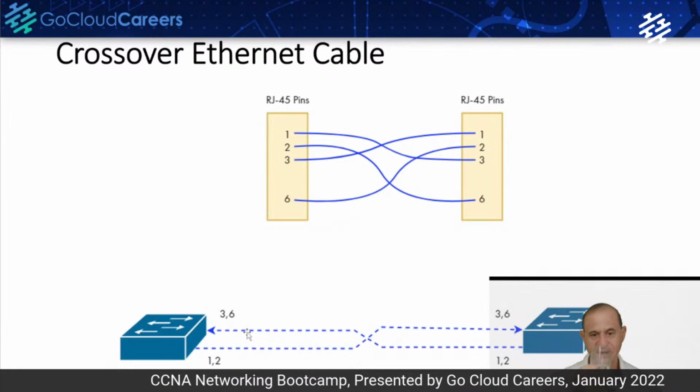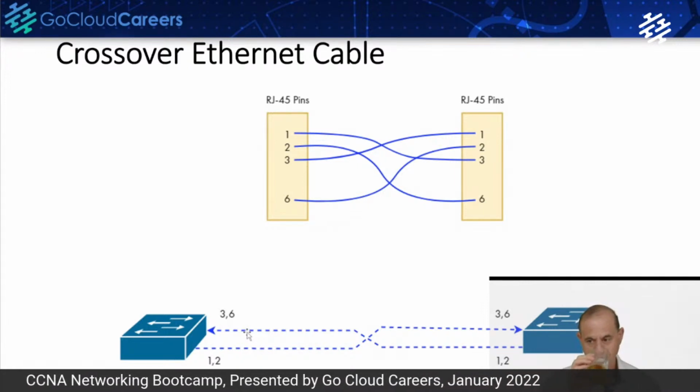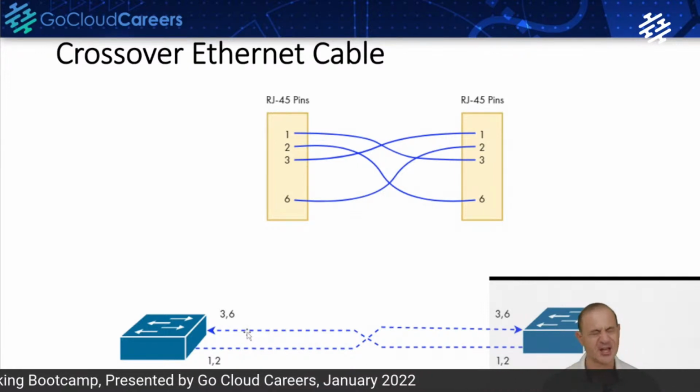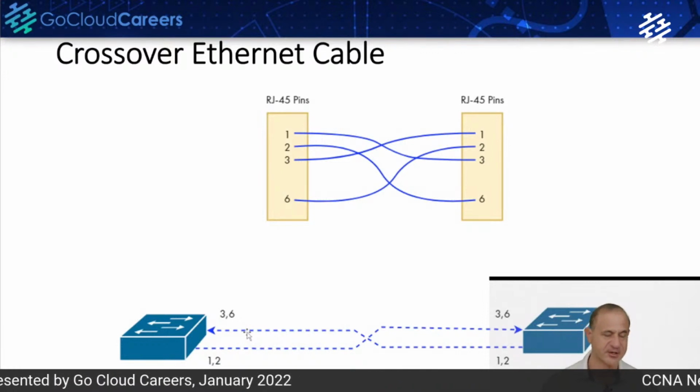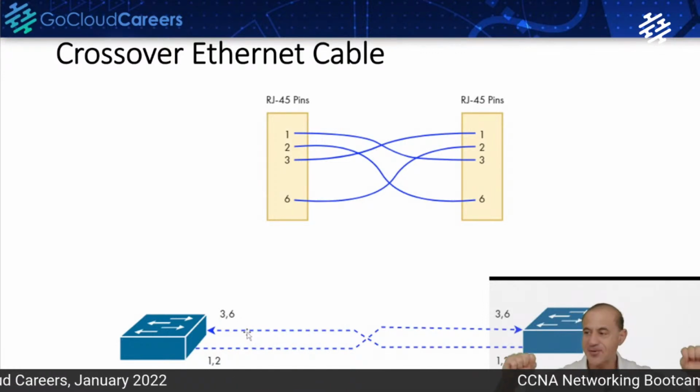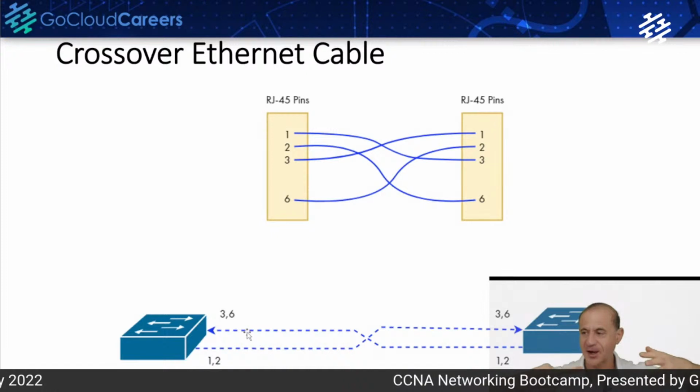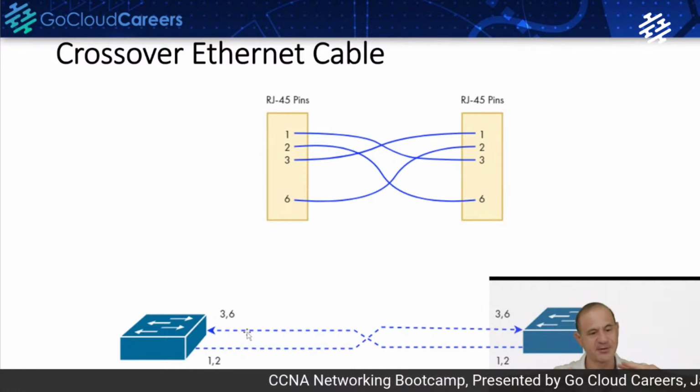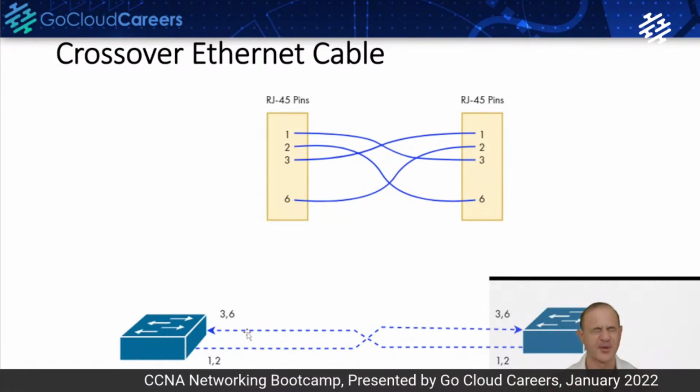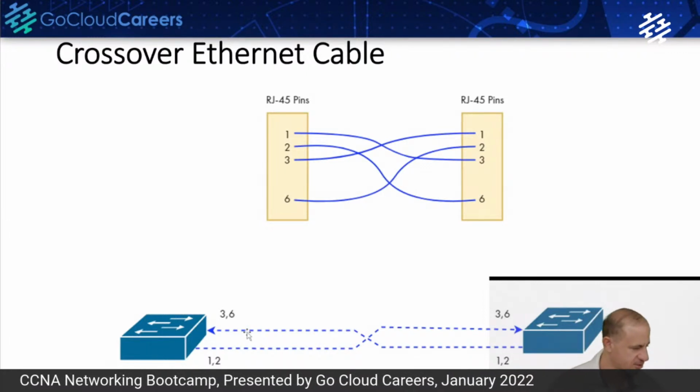So router to host, straight through cable. Host to switch, straight through cable. Router to switch, straight through cable. Network device to network device, crossover cable. PC to PC without a switch, crossover cable. So straight through for anything that connects through a switch.